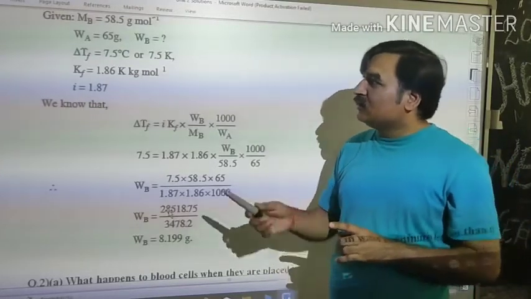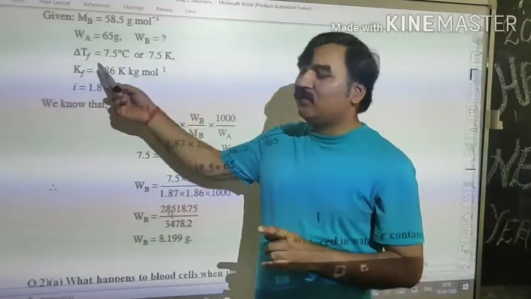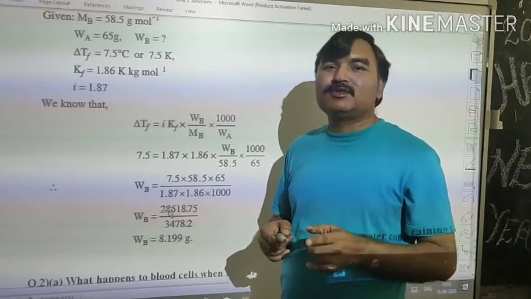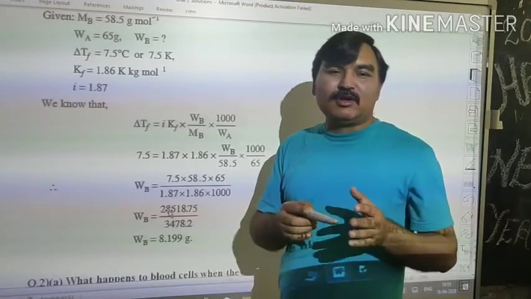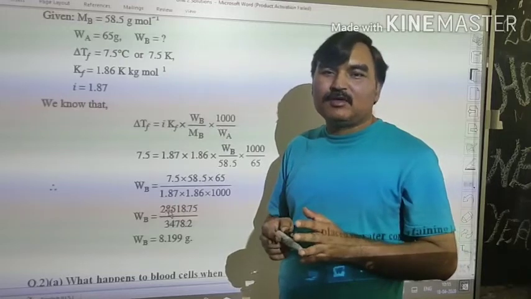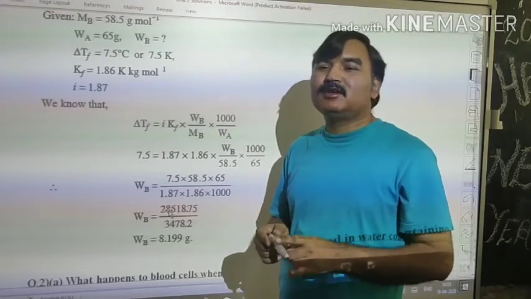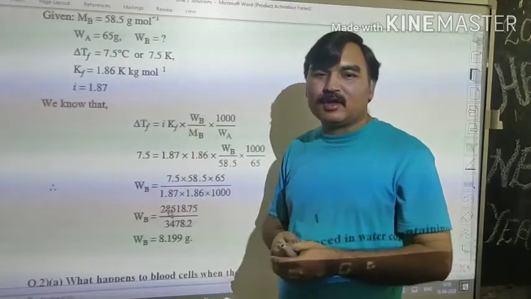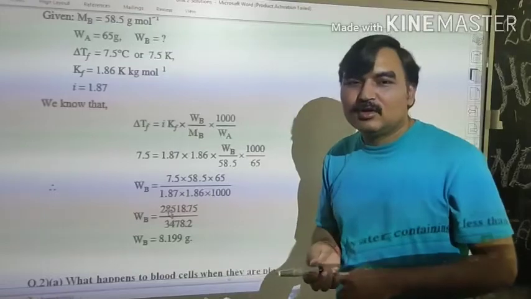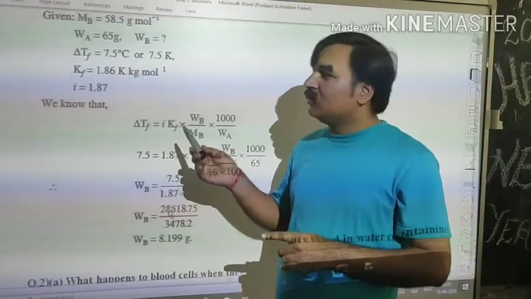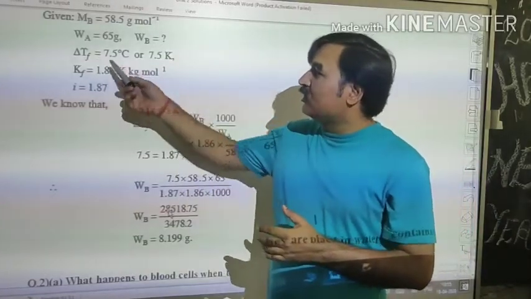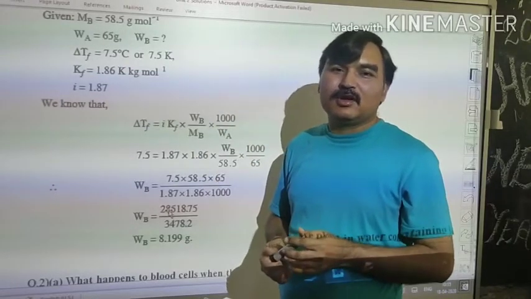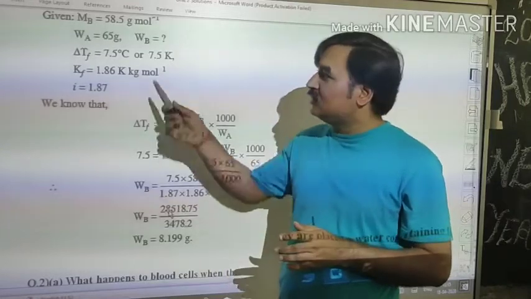And again, never convert delta Tf or delta Tb from Celsius to Kelvin or Kelvin to Celsius by adding 273.15, because the difference of temperature is the same whether in Celsius or in Kelvin. Most people make a mistake in this part. They convert this difference into Kelvin or Kelvin to Celsius, and that makes the question incorrect. So please take precaution at this point.